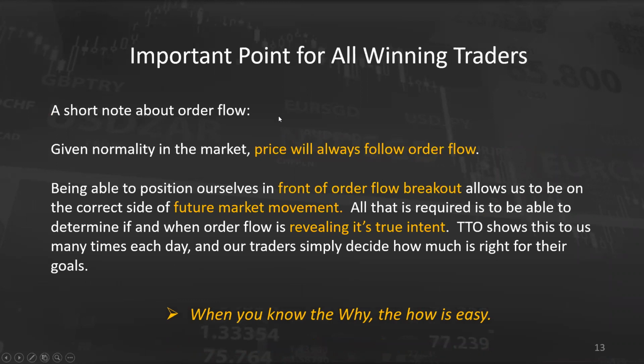Now, let's talk about this for a second, and then it's time to look at charts, okay? Given normality in the market, price will always follow order flow. That's the other thing you should write down. Markets trap all the time in order to move. Orders have to come in and markets have to trap to get it to move. And price will always follow order flow given normality in the market.